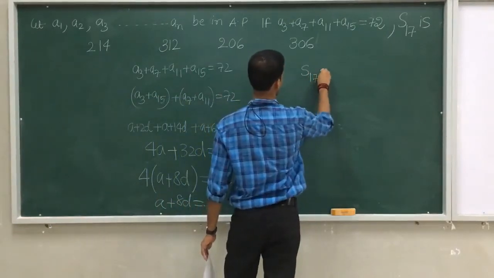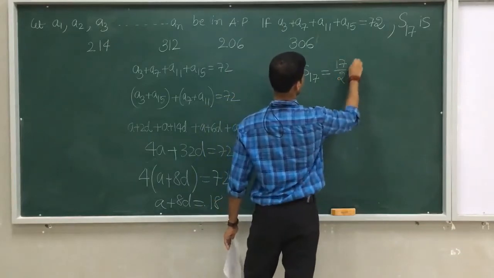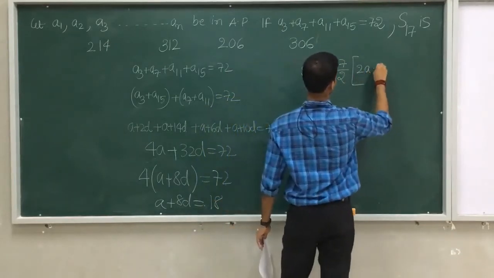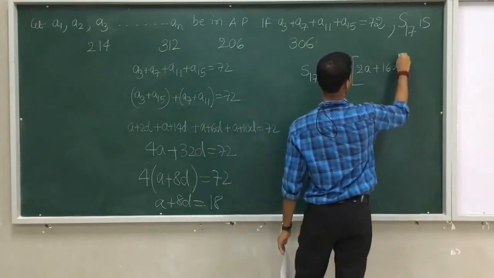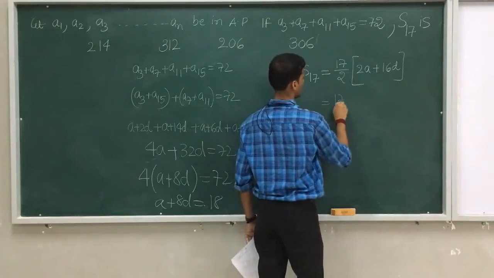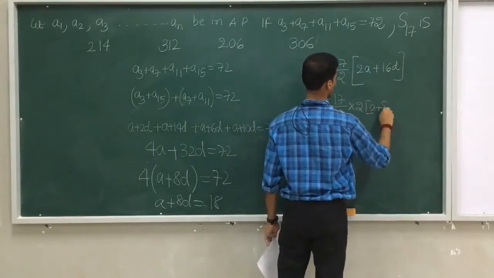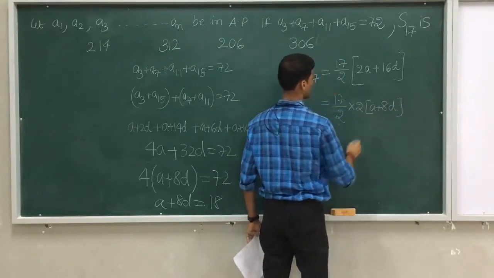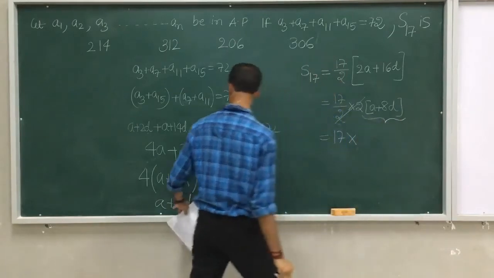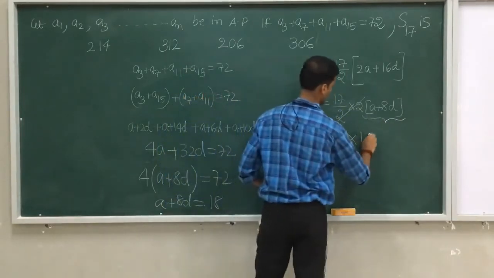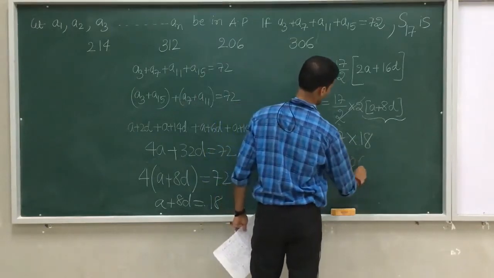S17 can be written as the sum of 17 terms, which is nothing but 17 by 2 into 2a plus (n minus 1) into d, that is 16d. So 17 by 2 into, if you take 2 common, you are left with a plus 8d, because 2a plus 16d, so the 2s will cancel. So 17 into (a plus 8d), and the answer I got is 18. So 17 into 18, if you check, you will get the answer 306.